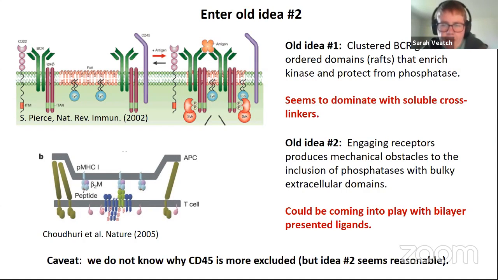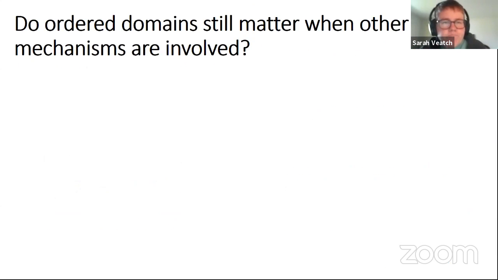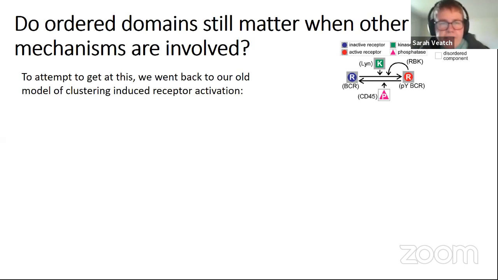In our experiments, we did not directly show that this was the case. We tried, but expressing these CD45 constructs in our cells really didn't work, and so we couldn't directly test this idea. But this has been tested in other systems, in particular in the T cell system. So the real question is, now that we're saying both of these things can happen, does one matter more than another?